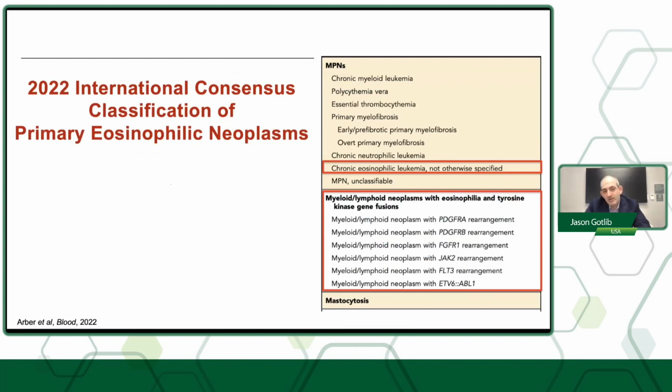Now, the 2022 International Consensus Classification, or ICC, categorization of primary eosinophilic neoplasms is shown here, included within the MPNs. And for example, they include chronic eosinophilic leukemia, not otherwise specified, and also these myeloid lymphoid neoplasms with eosinophilia and tyrosine kinase gene fusions.